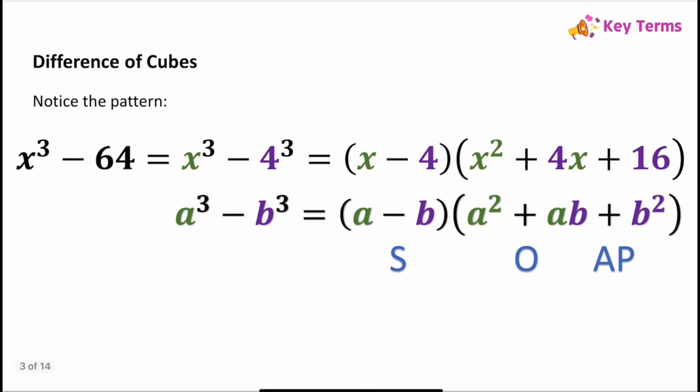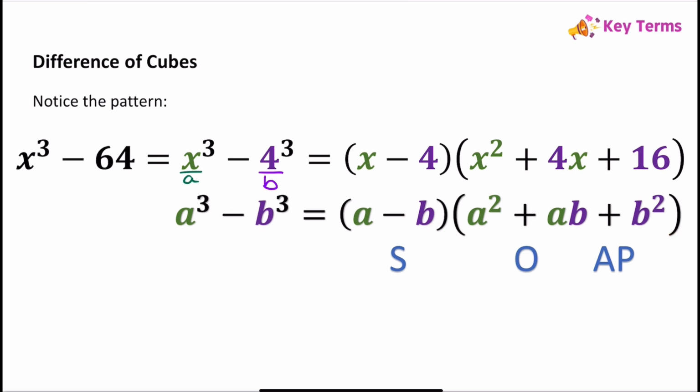Similarly, we have this difference of cubes factoring pattern. Say we're factoring something like x cubed minus 64. We know that x cubed is x to the third power, so we're going to call x a. And we know that 64 is 4 to the third power, so we're going to call 4 b. We're going to plug into this pattern, which means we have a cubed minus b cubed equals a minus b times a squared plus ab plus b squared.